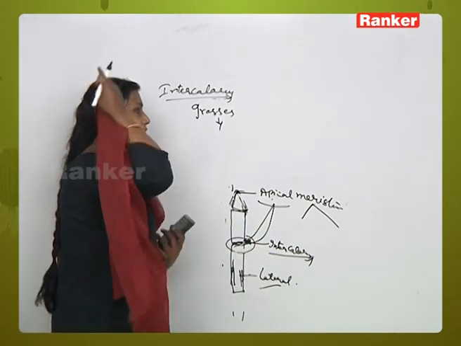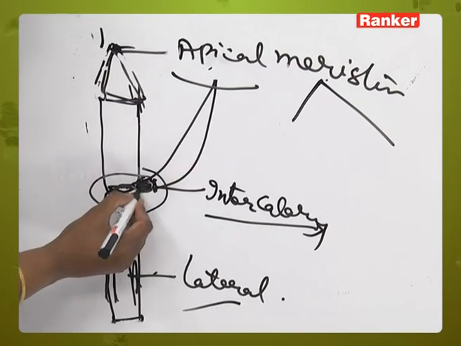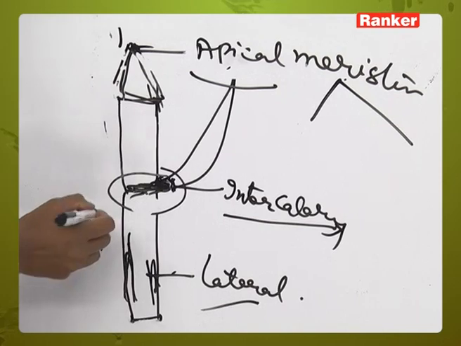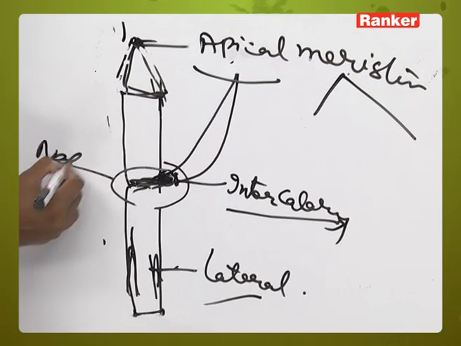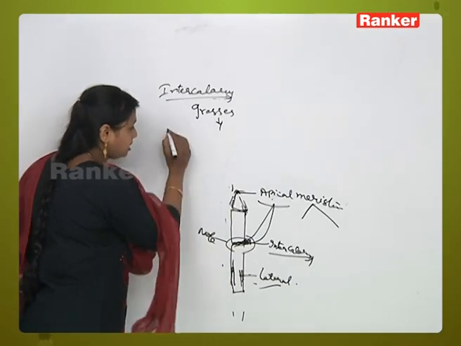Now, the activity and function of intercalary meristem, whatever multiplication is there, lies at the nodal region of the plant. Next one is lateral meristems. These are the meristems.